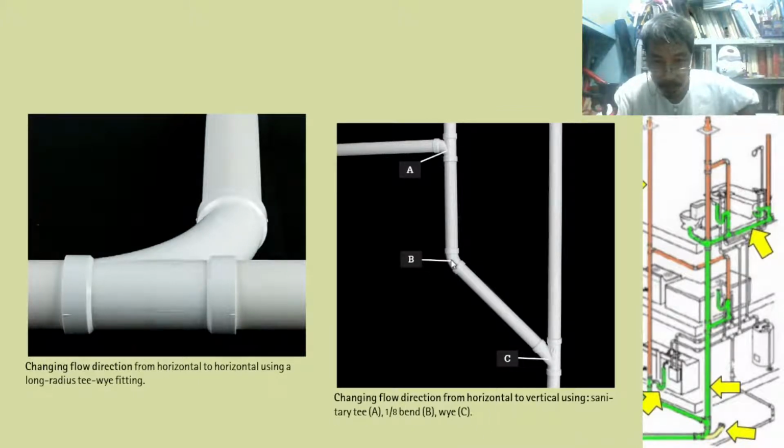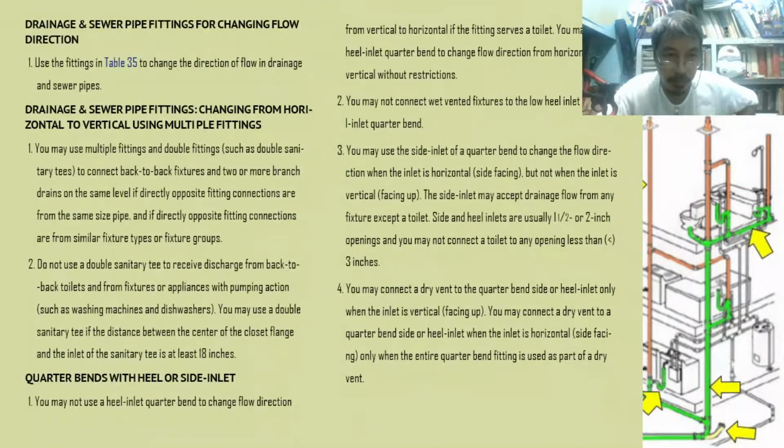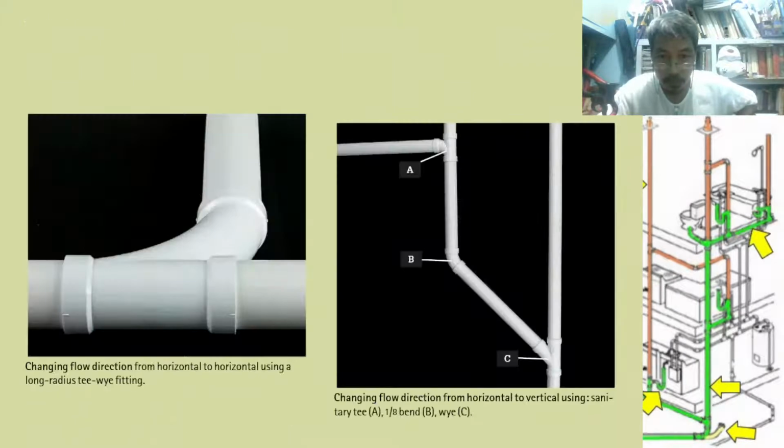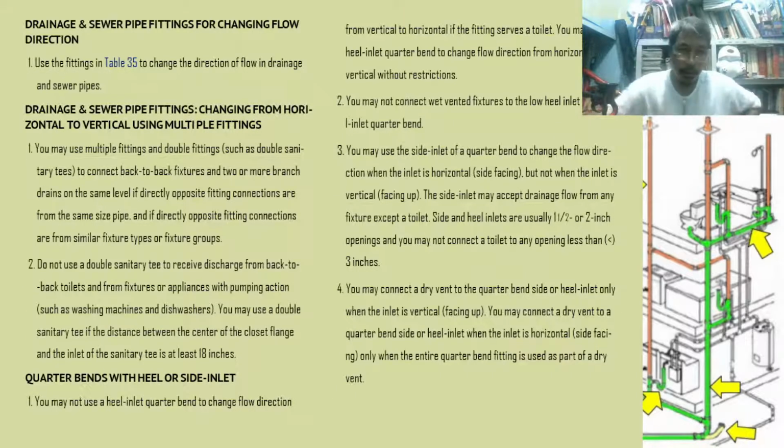Okay. B is 1/8 bend. C is Y connector. So Y fitting. Okay. So drainage in sewer fitting for changing flow. Use fittings in table 35 to change the direction. So we have a listing again. Then next, drainage and sewer pipe fittings, changing from horizontal to vertical using multiple fittings. So you may use multiple fittings and double fittings, whichever is required.